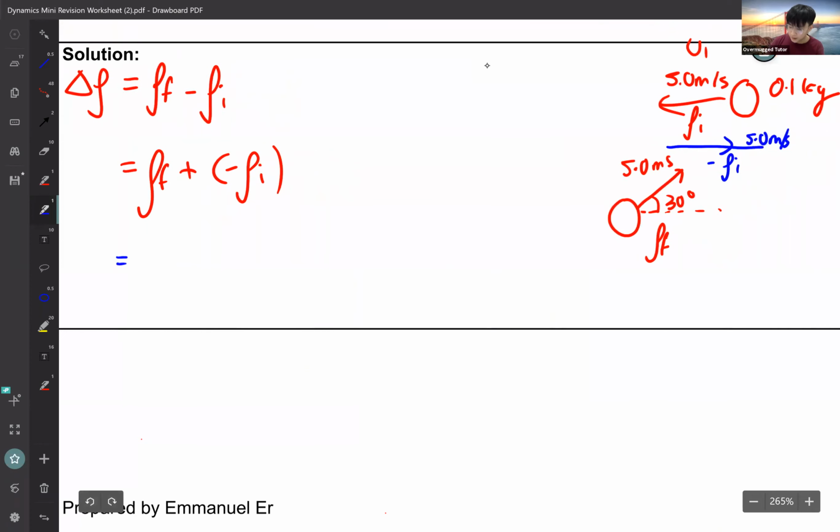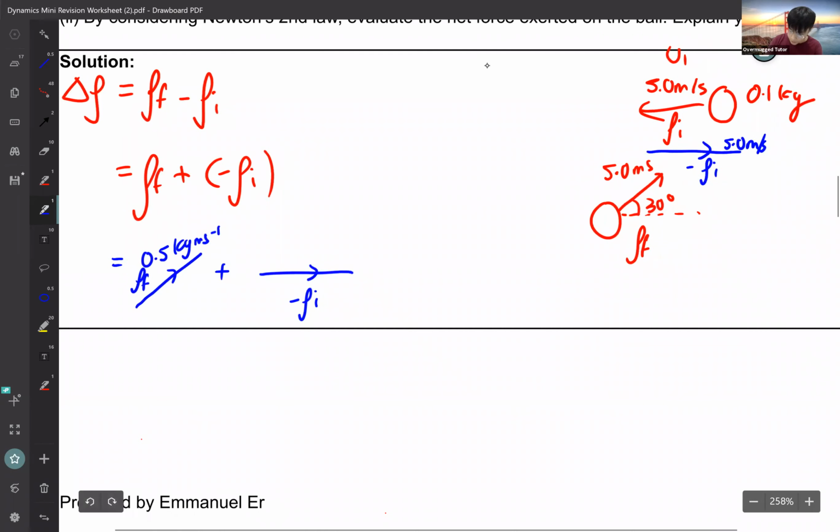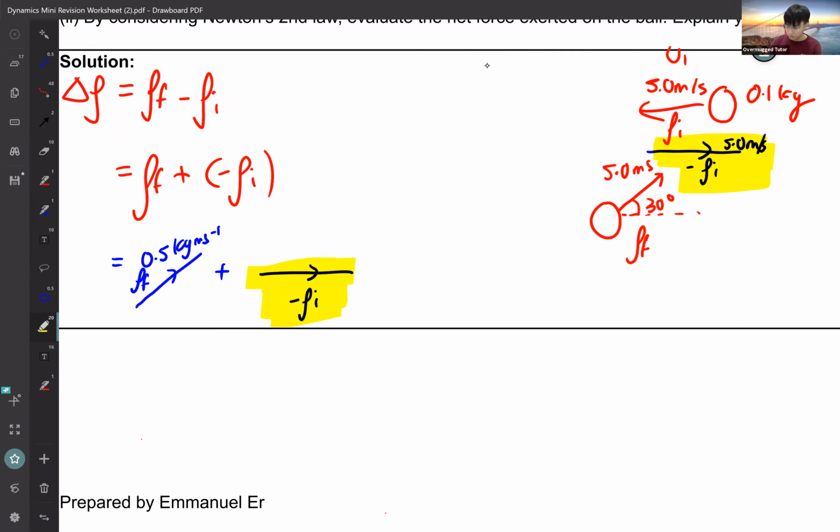You draw out your initial momentum first. Your initial momentum was like this. And you know that this is 0.1 kg times 5 meters per second, so we can say it's 0.5 kg meters per second. And this is the final momentum. Now you want to add this other momentum here, which is the negative of the initial momentum, which looks like that. That's what I've drawn. I'm copying this here. So this is why I'm adding the two together.